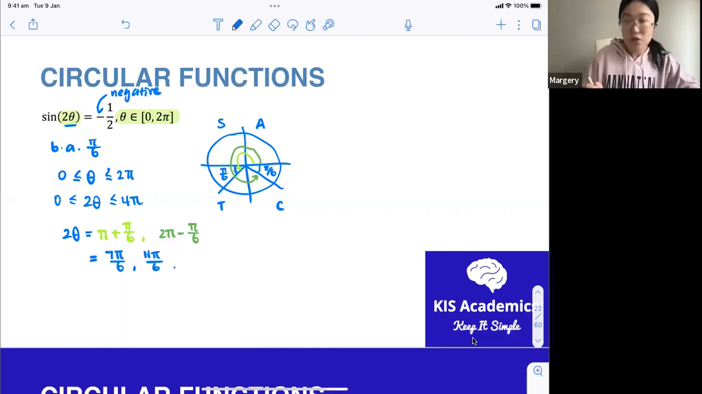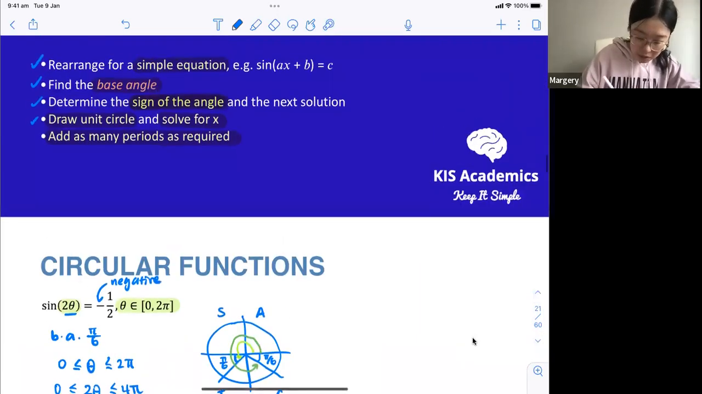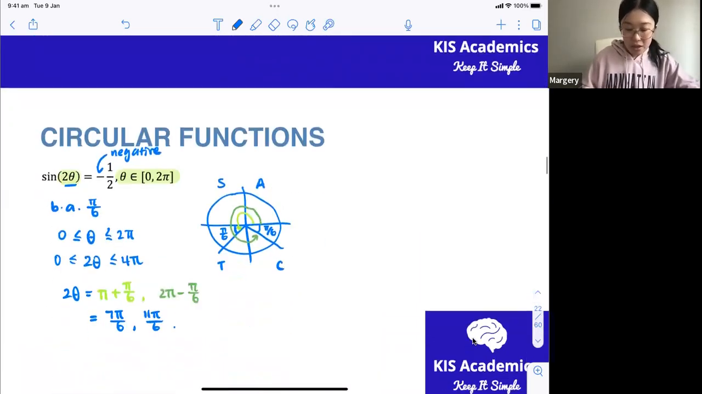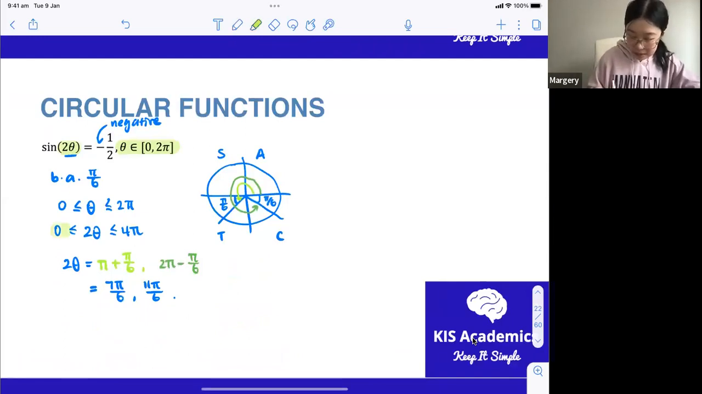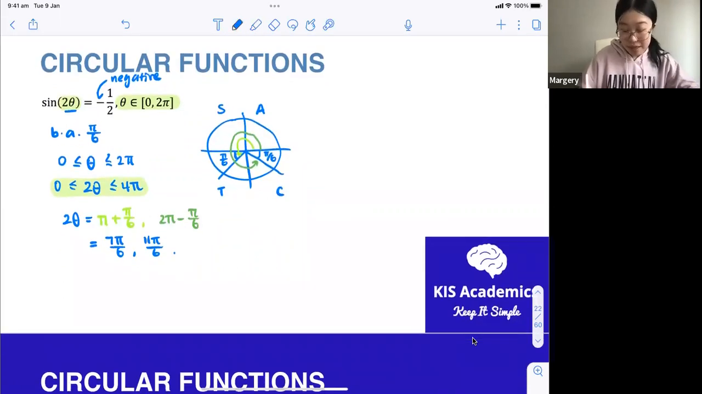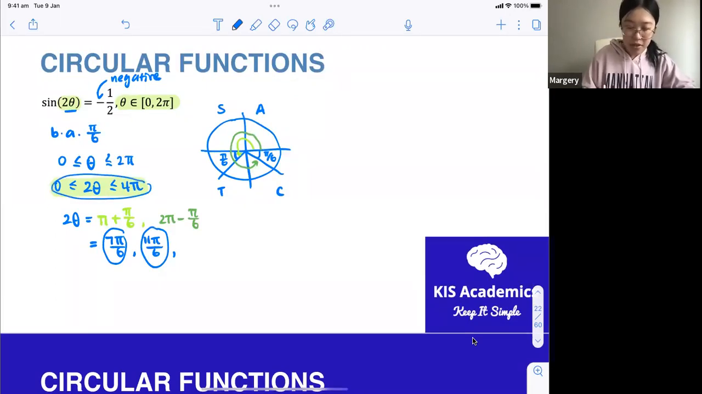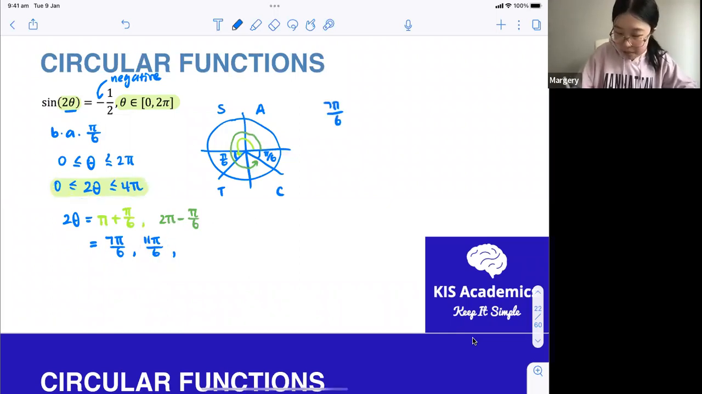So the next thing I would do is look at my actual domain and see if I can add on any more periods. This is dependent on our actual domain. The domain for us is the 2 theta, so this is 0 to 4 pi. Because we went in the positive direction and we're talking about positive angles, I want to add on 2 pi to each of these to see if it still lies between 0 and 4 pi. So if I add 7 pi over 6 plus 2 pi, I end up getting 19 pi over 6, which is less than 4 pi.